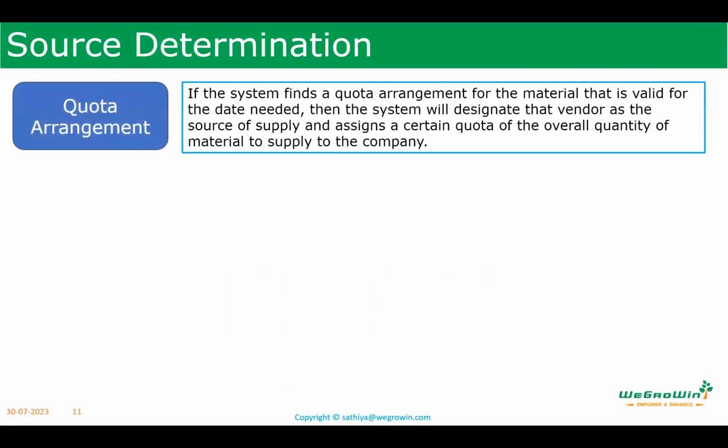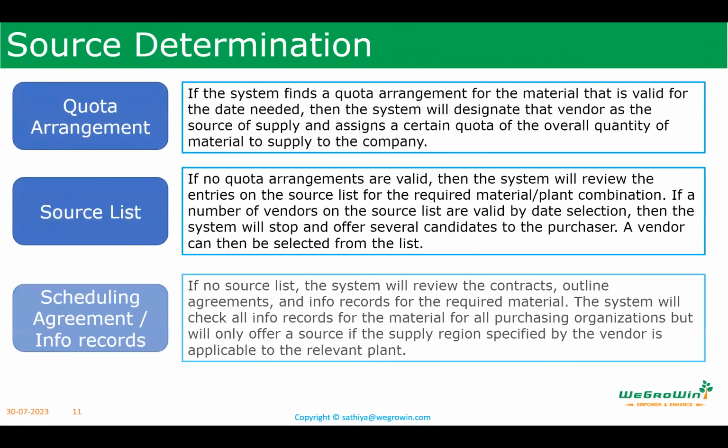Okay. So the source can be determined in different ways when you are purchasing. One is what we are discussing now, the source list. Okay, that is the source list we are determining.